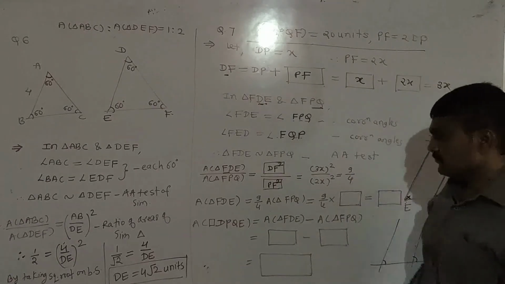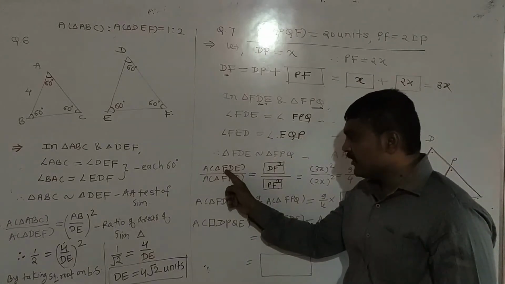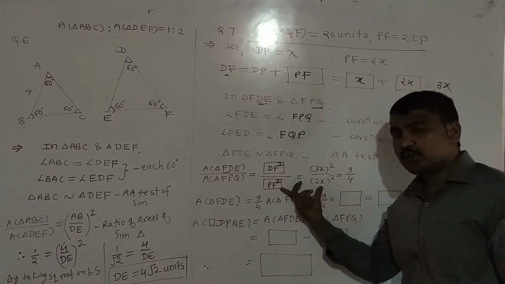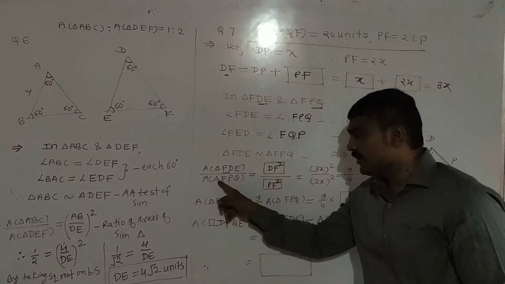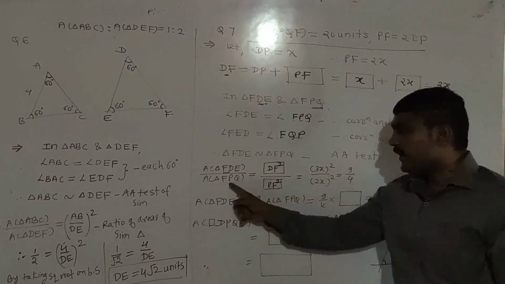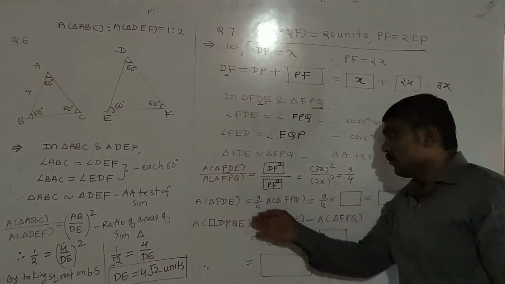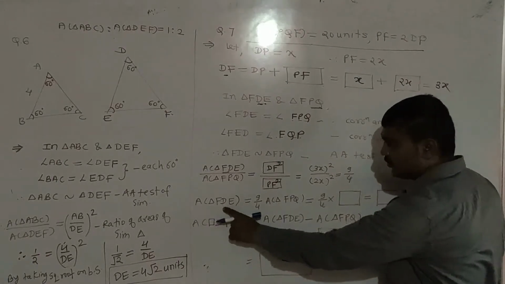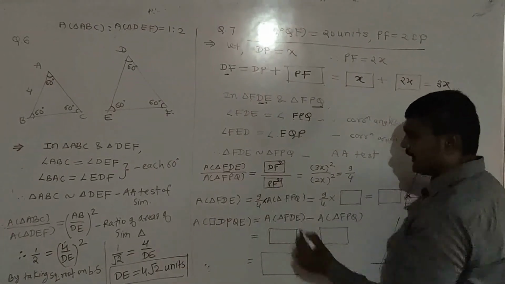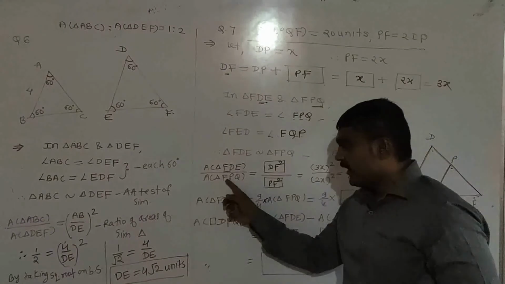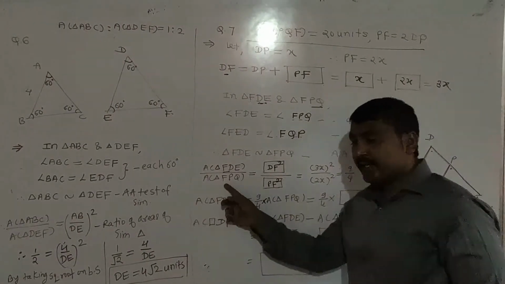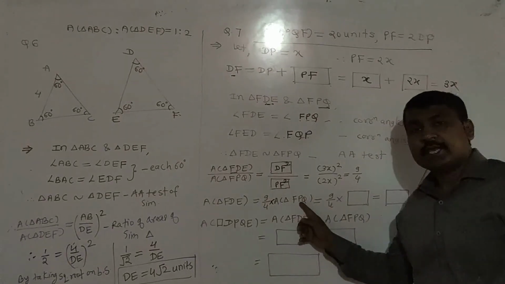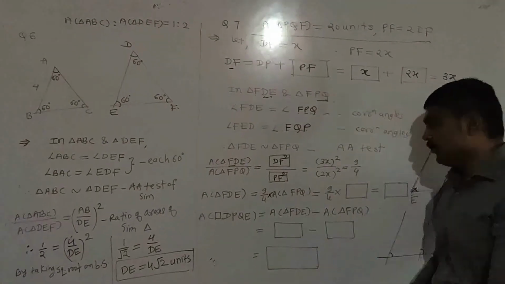Okay. Now see, area of triangle FDE upon area of triangle FPQ. Just neglect these two terms. You can consider this term and last this term. Area of triangle FPQ is divided on this side, so it is multiplied on the other. That's why area of triangle FDE is equal to 9 upon 4 multiply by area of triangle FPQ. Here it is divided, and here it comes as multiply. So 9 upon 4 multiply area of triangle FPQ. Understood?